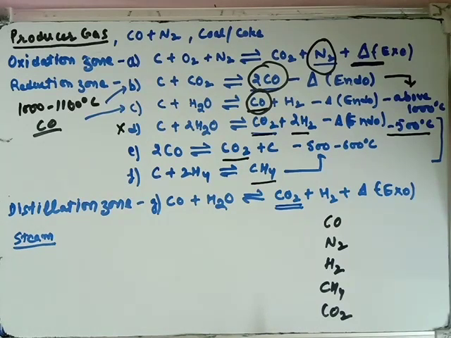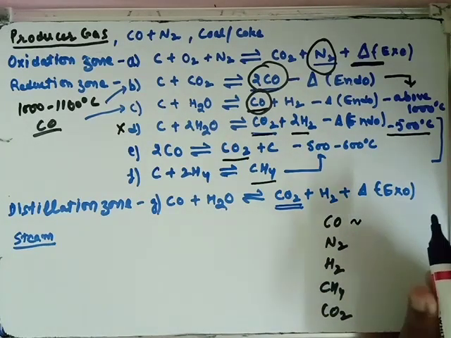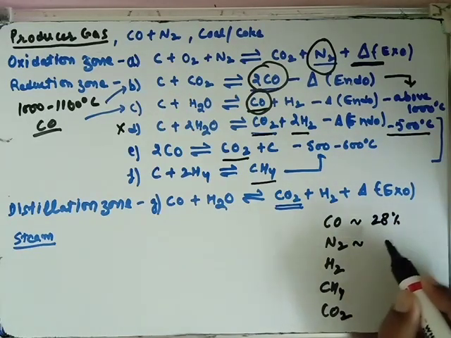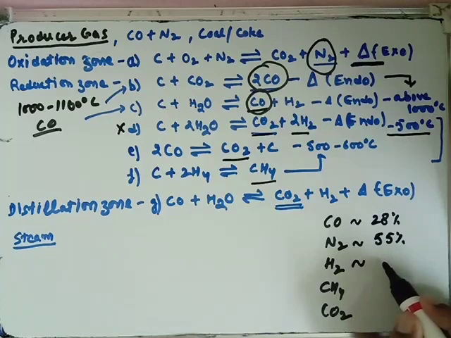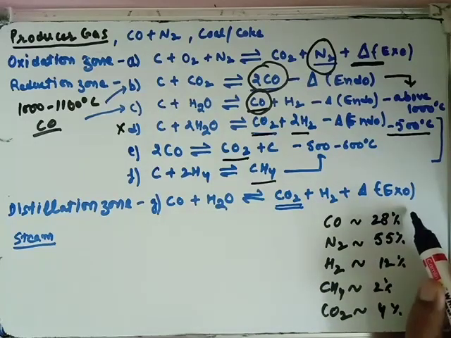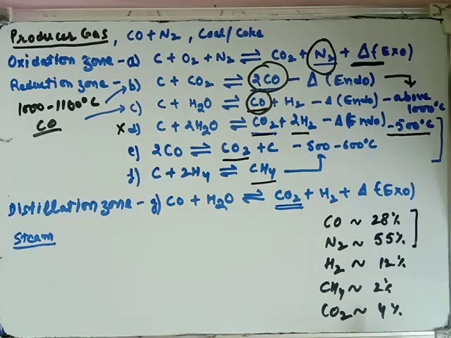So this is how the producer gas is synthesized in the industries. After the synthesis of this producer gas, the general concentration obtained involves carbon monoxide around 28%, nitrogen around 55%, hydrogen around 12%, methane around 2%, and carbon dioxide around 4%. But the higher the concentration of carbon monoxide and nitrogen, the better the producer gas.